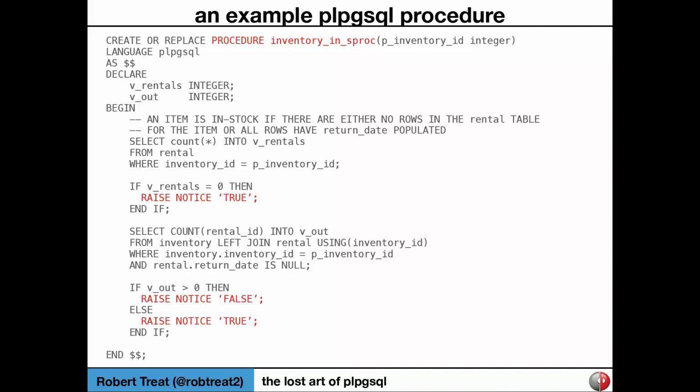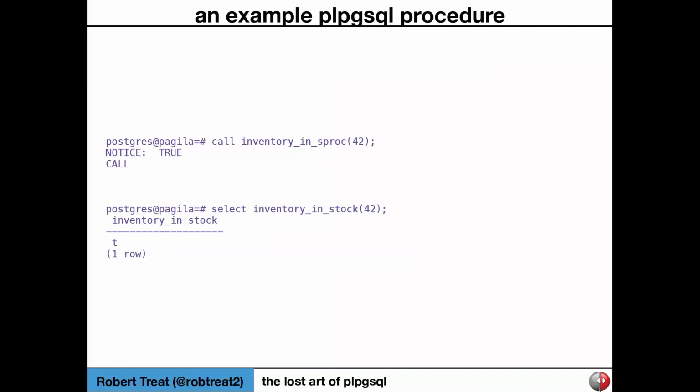And so if I call this, otherwise everything else is the same. It's the exact same code as the other stuff. It's the same language, so it should be the same code. It's just a matter of the interface in and out that you have to deal with. If you call this, inventory and sprock, I've called it, passing in 42, I get a notice back that it's true. If I were to do that with the function, where I select here, I actually get the row back, which is the Boolean true. So it kind of depends on how you want to deal with that.